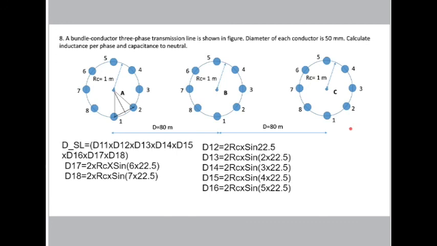Anyone who can calculate the DSL value, putting all the values of D11, D12, 13 through D18 into the equation of DSL and taking the corresponding root. I forgot to put that root 1/8 in that equation when I rewrote it the second time. The first time it was there. The corresponding root should be 1/8, 1/8.